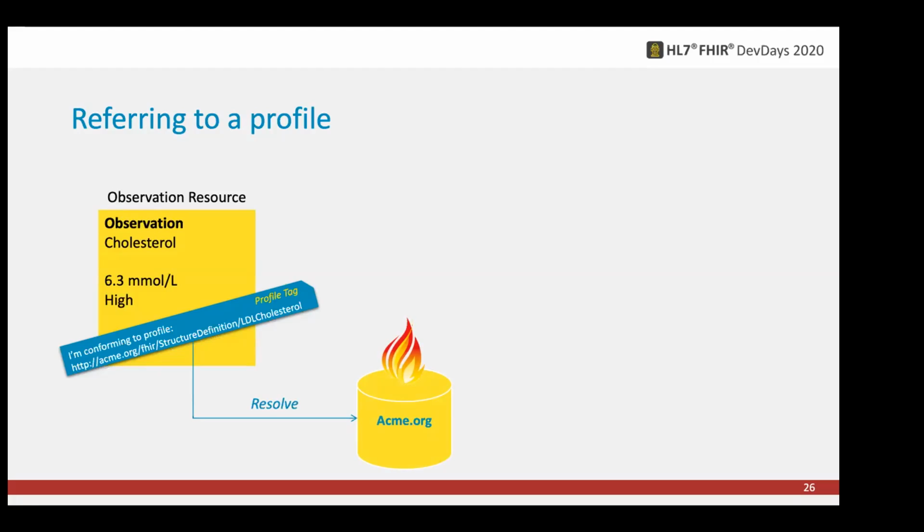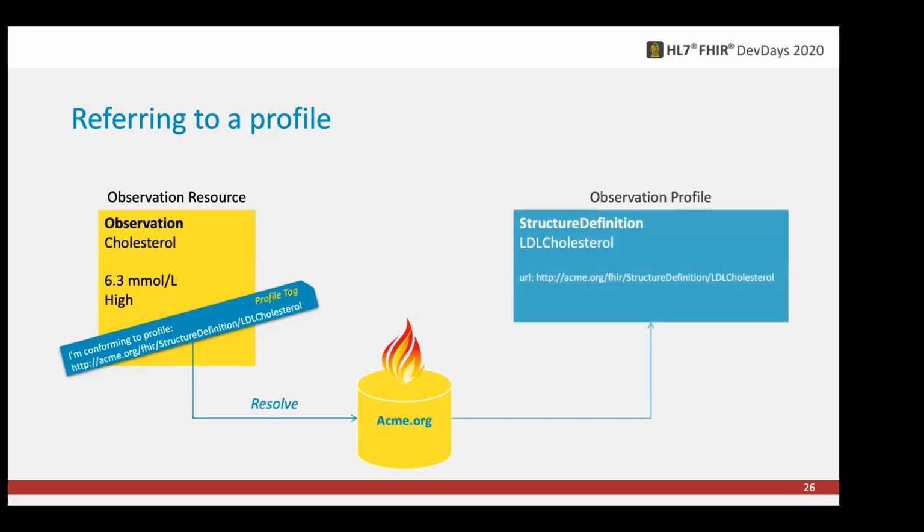That means that whenever it's important to know whether this really is an observation that conforms to this particular mentioned profile, you will have to resolve somehow that profile URL in order to get the structure out of the system. So you could, in this case, look up the acme.org FHIR server. Then that will result, hopefully, in a structure definition being sent back to you. And then you can use that structure in order to validate your observation resource against that observation profile. So that can be done.